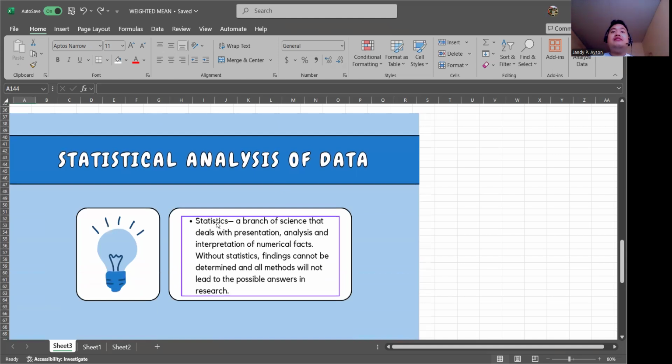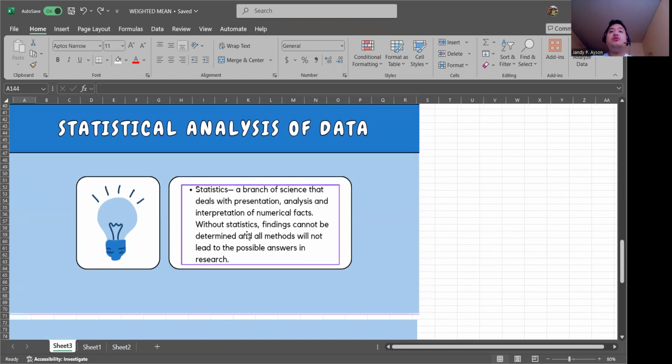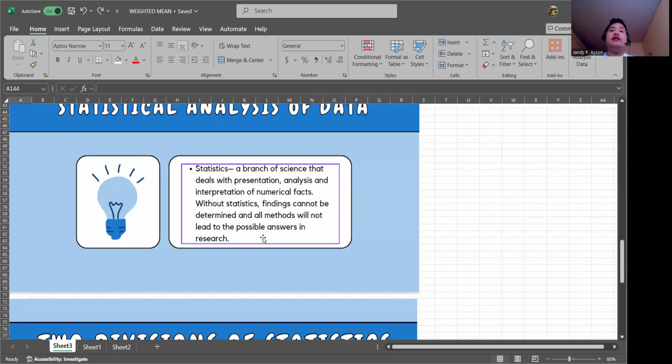On the other hand, when we say statistics, it is a branch of science that deals with presentation, analysis, and interpretation of numerical facts. Without statistics, findings cannot be determined, and all methods will not lead to the possible answer in research. So, meaning, we use these statistics in order for us to analyze the data that we were able to gather from our respondents. So kung ano man yung mga nakuha natin from our respondents, gagamitan natin siya ng statistical tool or statistics para ma-compute natin siya, ma-analyze, ma-present at ma-interpret natin kung ano yung ibig sabihin ng results na nakuha natin.